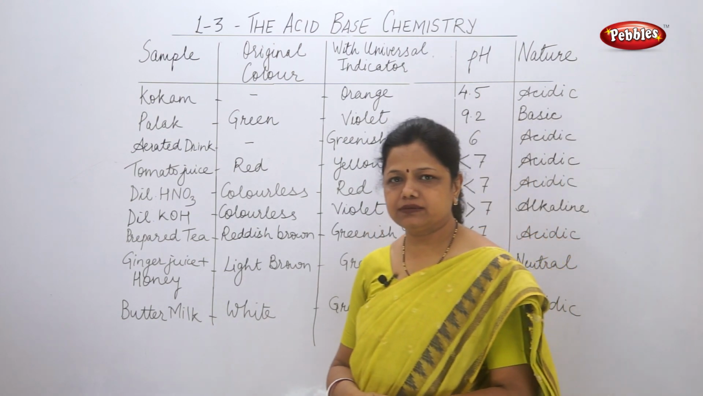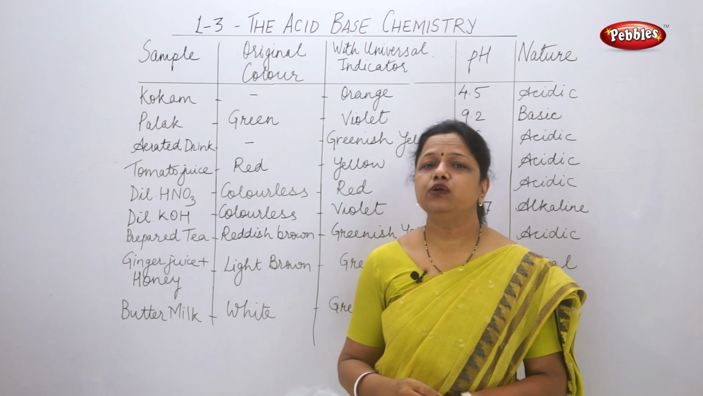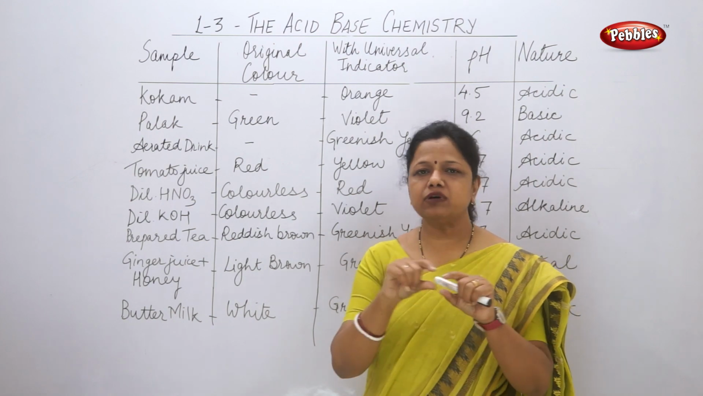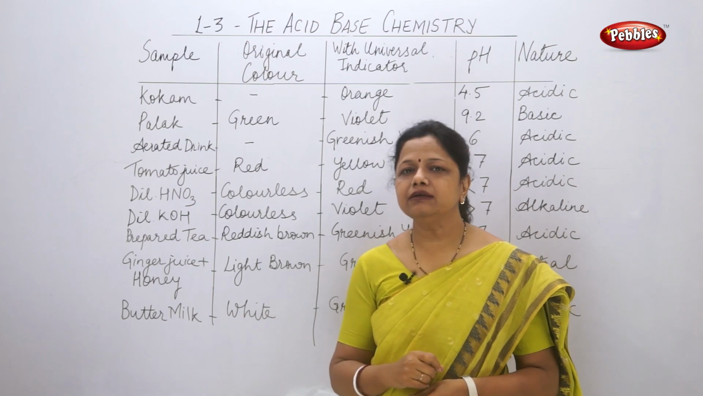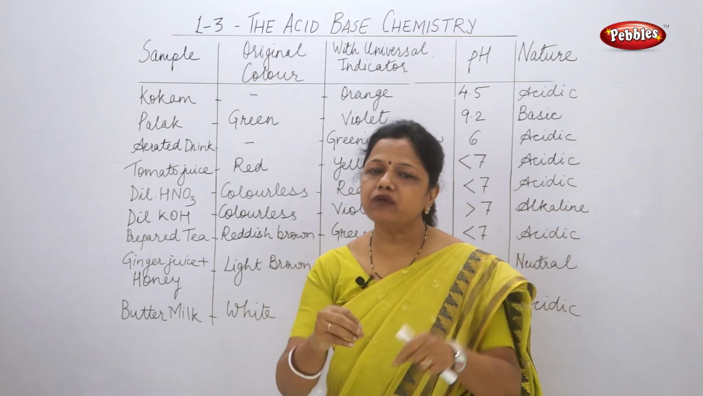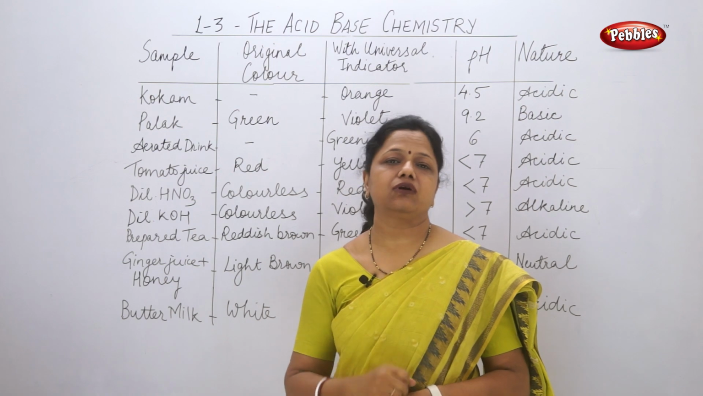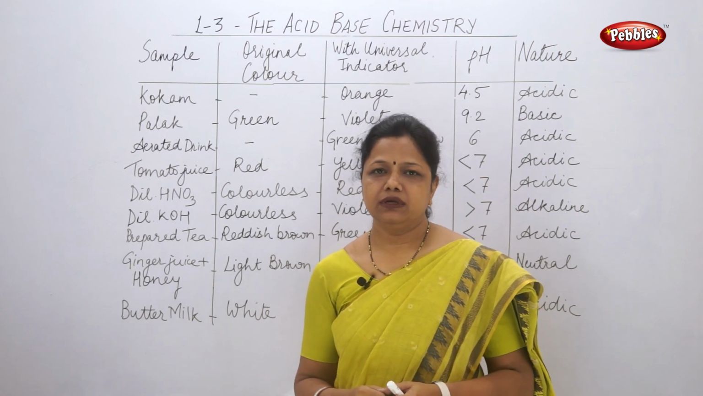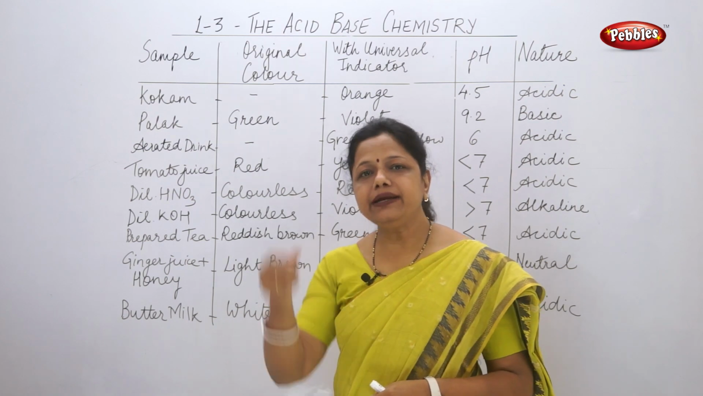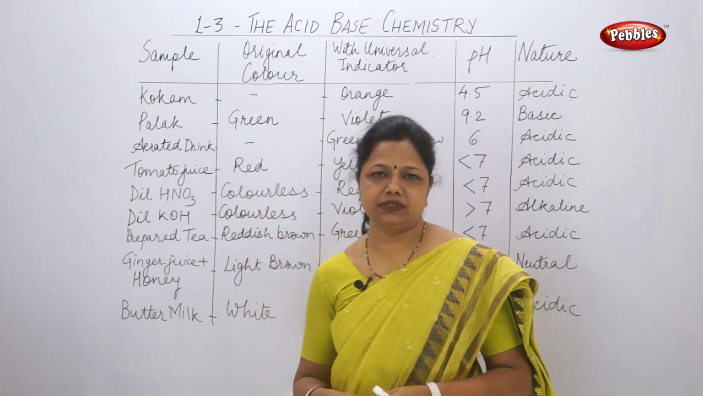and from the pH, we will write the nature of the substance. As I said, universal indicator comes in the form of strips of paper which are yellow in color. And this indicator is made by mixing a number of indicators. That's why it is called universal indicator. It's very easy to use. Take that strip of paper and dip it in any of the samples.